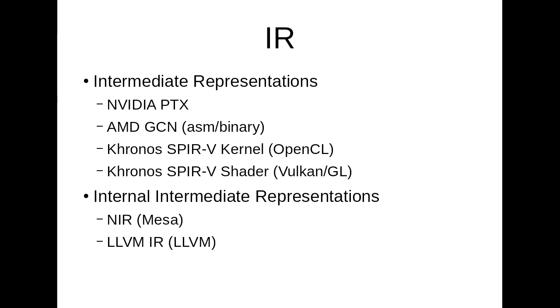AMD have their GCN. That's pretty much their ISA, and it's a binary. They don't really have an IR in their stack. They always give you the binary. They give you like 2 or 3 different binaries because it's different graphics cards. You need a different binary, but in their HIP stack, there's no real IR. You just get the binary.